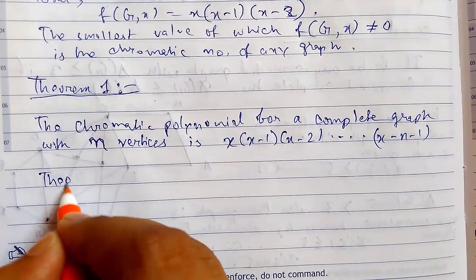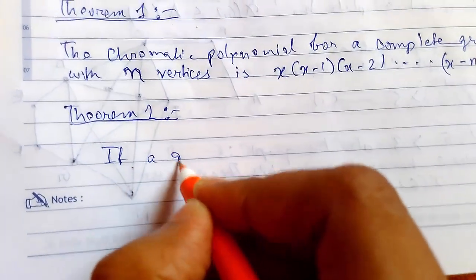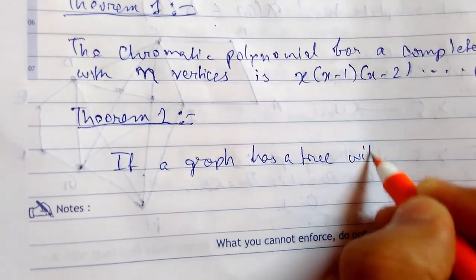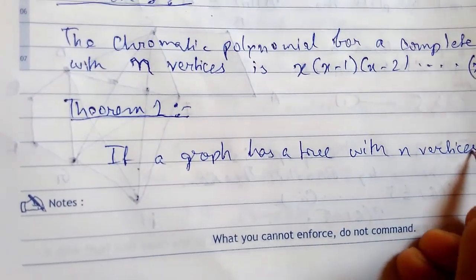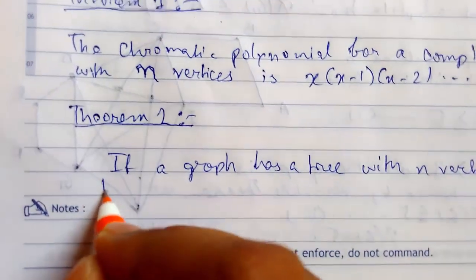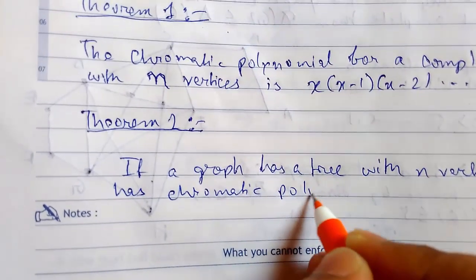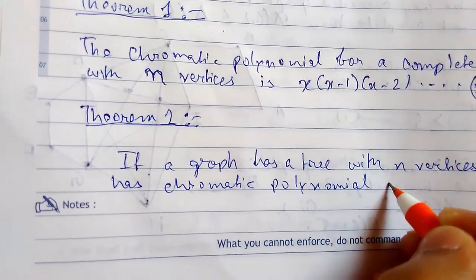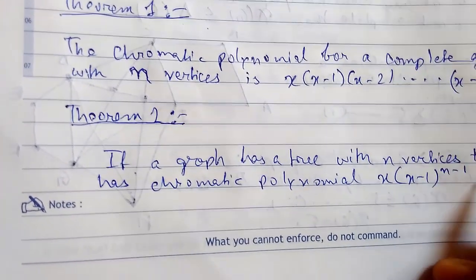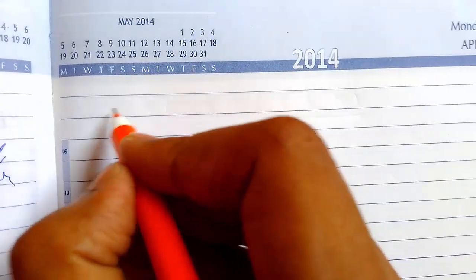Theorem 2 says that if a graph is a tree with n vertices, then it has chromatic polynomial x into x minus 1, whole to the power n minus 1. We'll see the proof of this theorem.